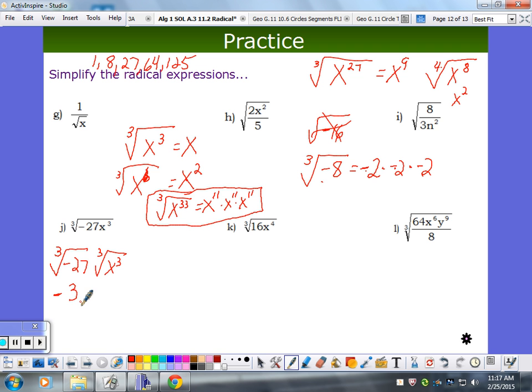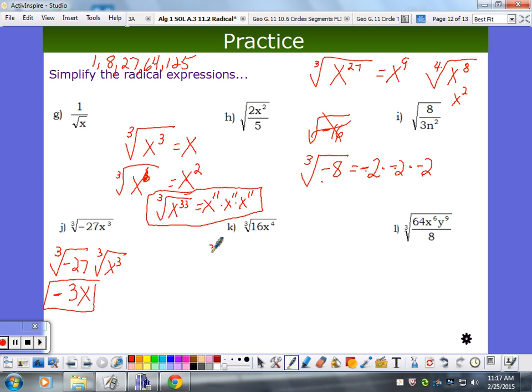Cube root of x to the third power. There we go. Right? And again, you can just divide 3 divided by 3. It's going to be 1x. Who's with me? Because it really is the same process. It's just a little bit confusing here.